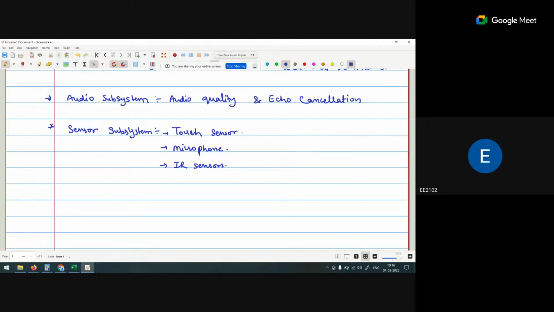Any doubt? No, sir. Perfect, sir. Okay. So one IR sensor is also connected with your earbuds, which manages whether your earbud is inside the case or outside the case. Okay, sensor subsystem, audio subsystem. Next, one is the battery subsystem.